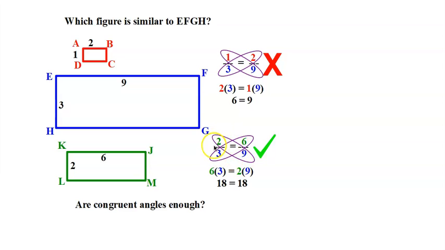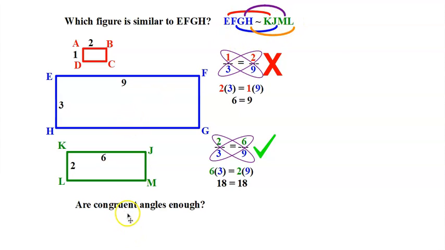And this is very useful when we're solving for missing things. So which one works? Which one is similar to EFGH? Well, that's this one here, KJML. Notice that's not alphabetical order here. We've got to match it up. E goes to K, F goes with J, G goes with M, H goes with L. You got to keep those matched up in the same order there.